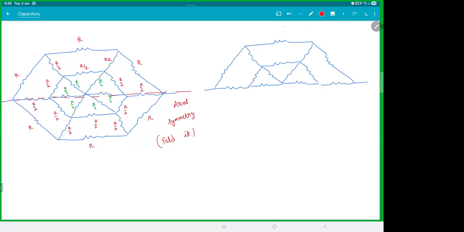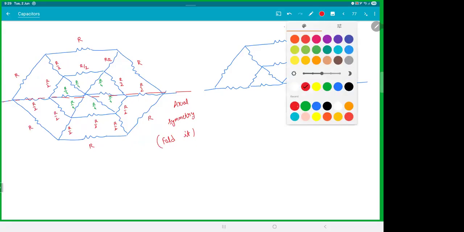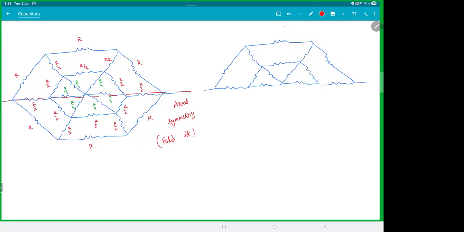And what will happen to everything here? Now be careful. When resistors are in parallel, R and R will become what? R by 2. When you put them in parallel, it becomes R by 2. So when you fold it, all resistances become half. Capacitors will double, resistances will become half. That is one bit of a difference. You have to be careful. If you double them by chance, you will get a wrong answer.